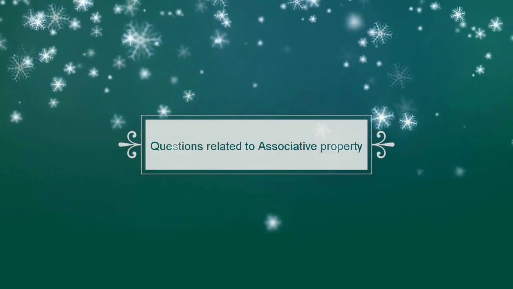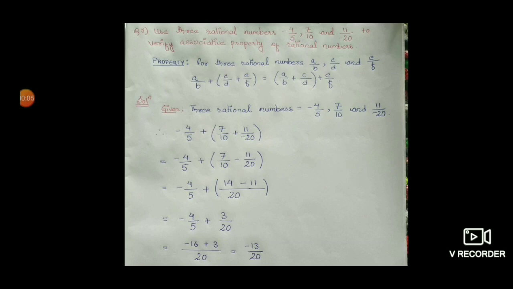Our next questions are related to the associative property of rational numbers. In this question, use three rational numbers to verify the associative property. The three given rational numbers are minus 4 by 5, 7 by 10, and 11 by minus 20. What we can do here is write the first term and then take the sum of the remaining two terms, that is 7 by 10 and 11 by minus 20. On simplifying the terms within the bracket, we will get 3 by 20.